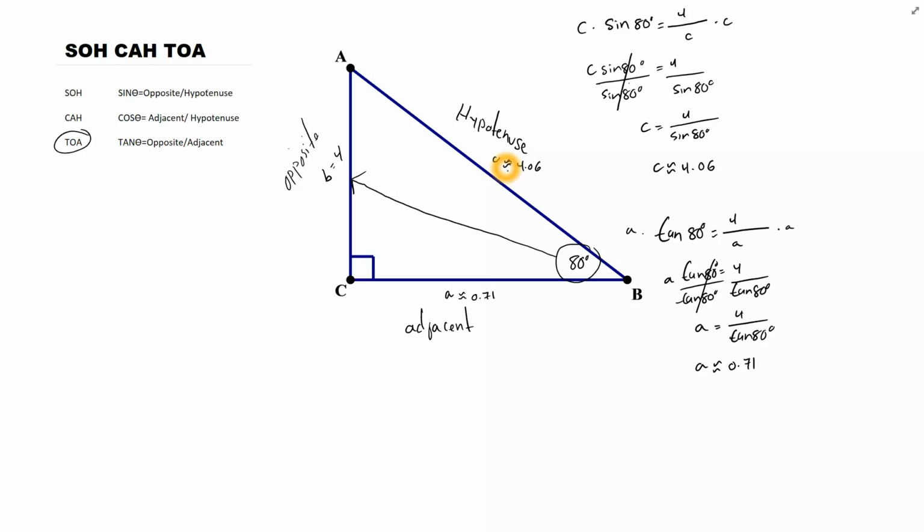Now, we know that this angle right here, that's a 90-degree angle, because it's a right triangle. And we know that angles in a triangle equal to 180. So we have 90 plus 80, that is equal to 170. And so 180 minus 170, that's gonna give us 10 degrees. So this angle right here, it's equal to 10. And we could have used our Soh Cah Toa, but we didn't have to.